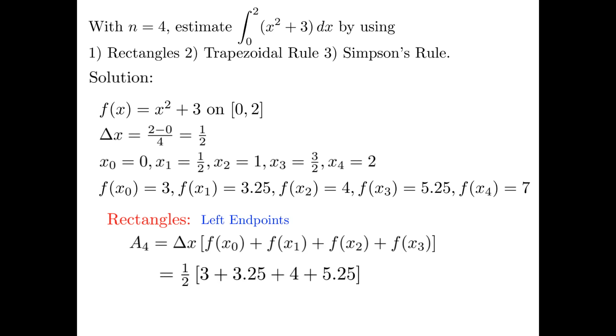So for left endpoints, my first left endpoint would be at 0. So I would get f of 0 times delta x. Then I would get f of a half times delta x. Then f of 1 times delta x, then f of 1.5 times delta x. Or to make things easier on myself, I'll factor that delta x out. And that's how you see it there on the screen. So I have to add all that up, and that gives me 7 3/4. So there's my guess with 4 intervals and left endpoints.